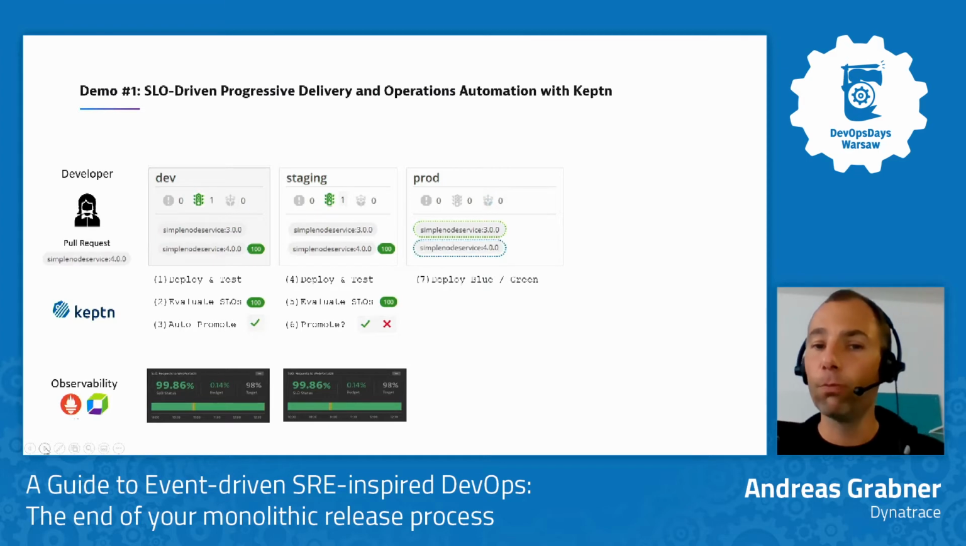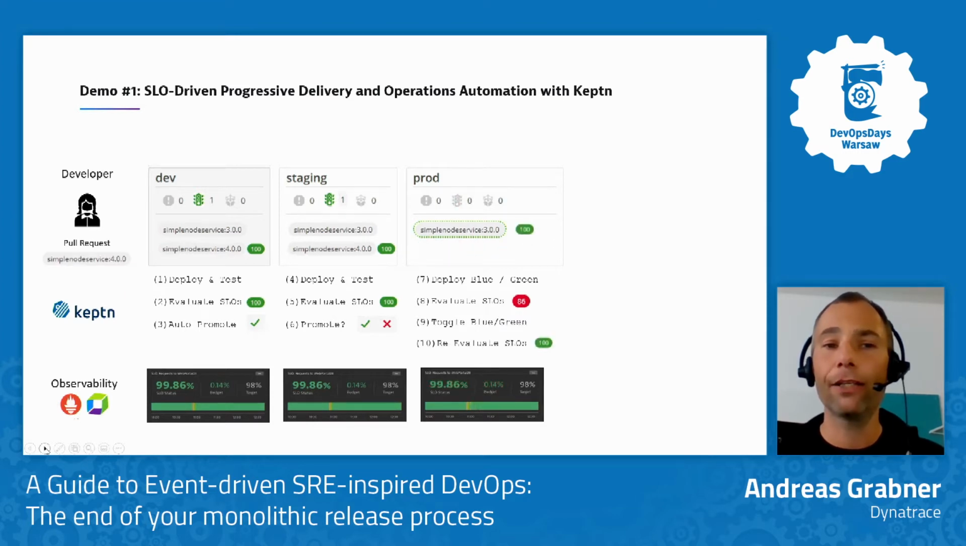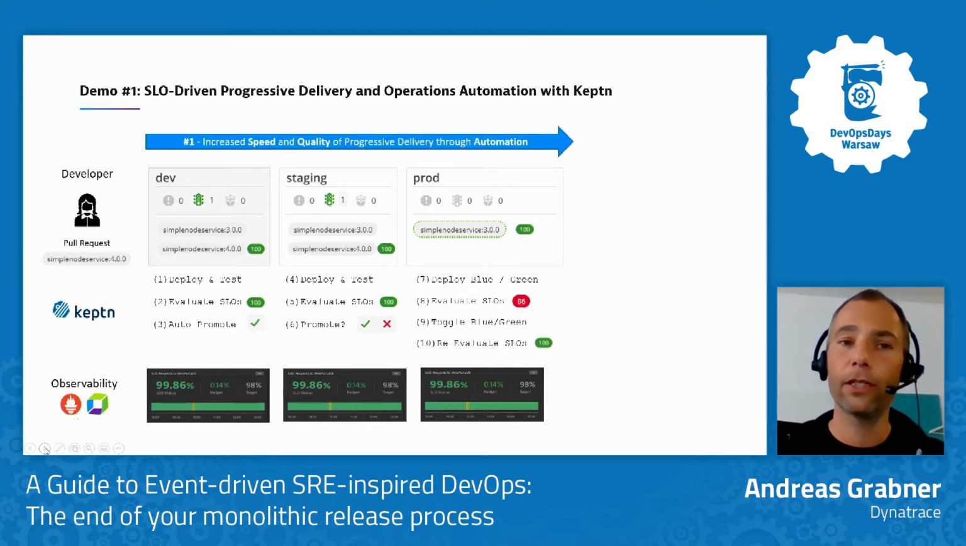Then in production, I do blue-green deployments. That's one of the deployment models we support. When the blue-green deployment happens, Captain evaluates again. If it's a bad evaluation, then it can toggle back to the previous version and then reevaluate. And this is the way the delivery works, right? We're increasing speed and quality through automation.